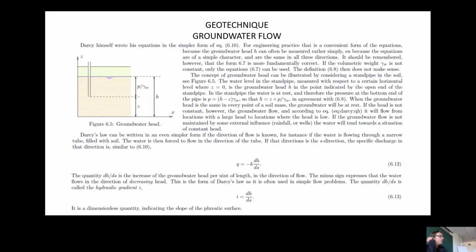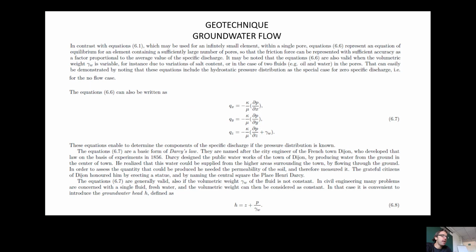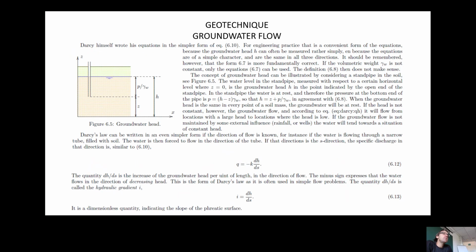For engineering practice, it is convenient to consider H as Z plus P ratio gamma W. That is really simple to measure. You can see here that if we introduce a pipe, we can split the part that is under pore pressure, and the Z part that is, of course, inside the soil. So the concept of groundwater head can be illustrated with figure 6.5, and the water level in the standpipe is measured with respect to a certain horizontal level, Z0. The groundwater head H is the groundwater head in the point indicated by the open end of the standpipe.